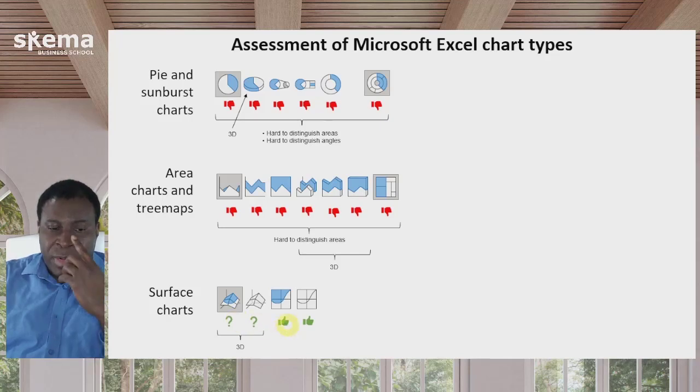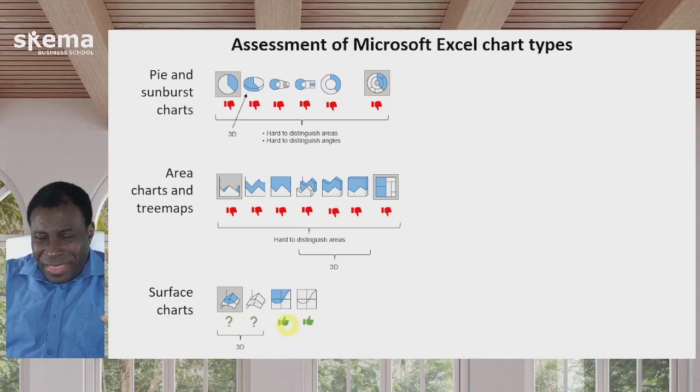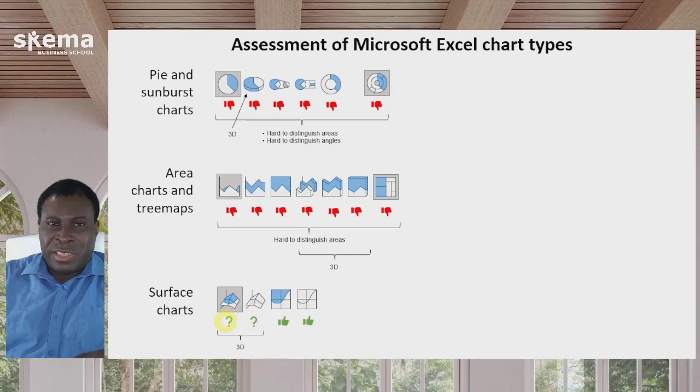Now, when they're expressed in 3D, there's a question mark there. This is one of the rare cases where 3D actually does kind of work a little bit, even if it's on a 2D surface, but it is still difficult to perceive the depth. And so I have a question mark there, and yet I won't totally write it off because of the unique nature of surface charts.